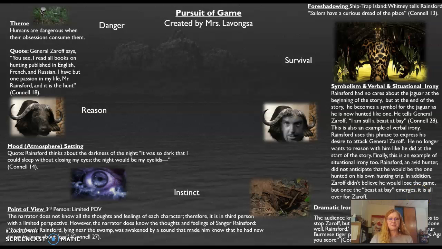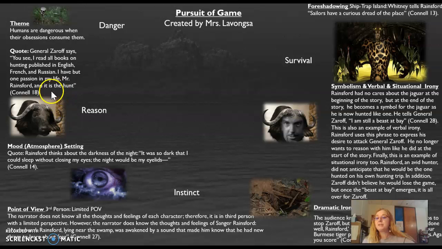Okay, and then here's my example of dramatic irony, which is probably going to be a little bit hard for you to see since my picture is down below too, but I'll read it to you. The audience knows that Rainsford is making traps to stop Zaroff, but the general has no idea. And so that's my full sentence lead-in, giving some context. Here's my quote. "You've done well, Rainsford," the voice of the general called. "Your Burmese tiger pit has claimed one of my best dogs. Again, you score." And then there's my parenthetical citation, Connell 27, with the period here. And here is an image of a Burmese tiger trap.